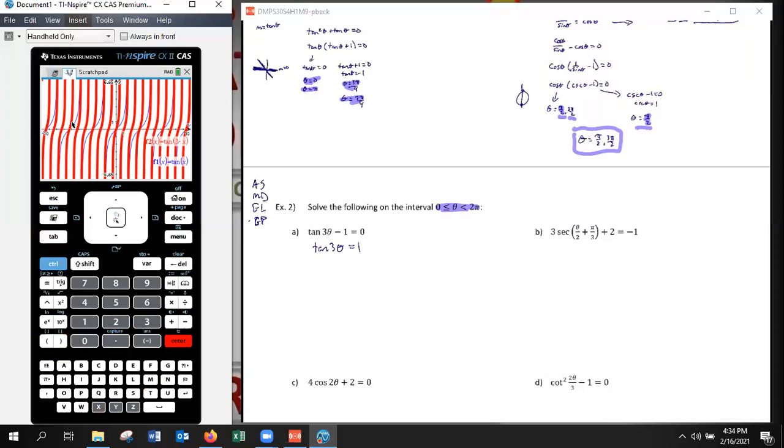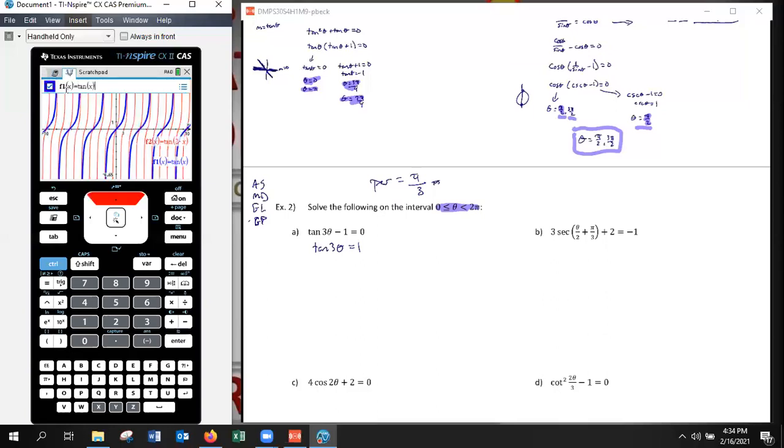Usually the period, if you remember our graphing, used to be pi, but now it's pi divided by the b value, so it's just pi over 3. As pi over 3, you can see that this tangent graph is repeated so many more times. For that reason, let's go back up here.